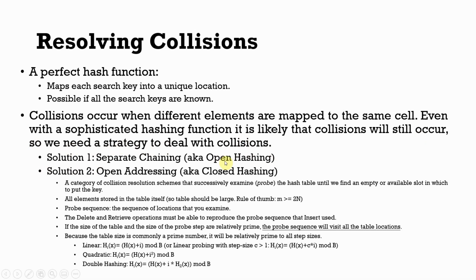There are two main strategies: separate chaining, also known as open hashing, or open addressing, also known as closed hashing. This is a little bit confusing; the terminology was not very well thought through when they designed it. I use only the terms open addressing and separate chaining, but in other textbooks you might see these other terms, so I wanted to make sure you see them as well.